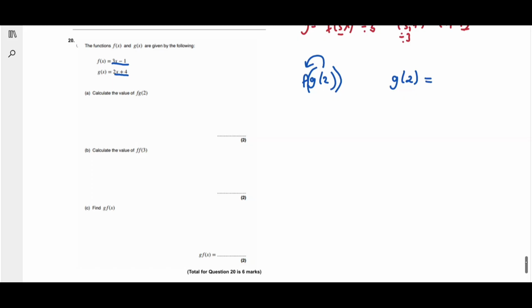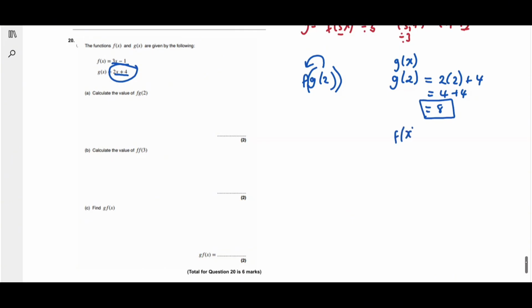G2 means all I'm going to do is substitute 2 in for my x here, because instead of Gx, it's now G2, so it's just saying replace x with 2. So 2 lots of 2 instead of 2 lots of x, plus 4, gives me 4, add 4, which is 8. So that's G2, but I've now got to put this into F.